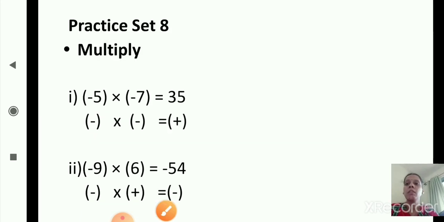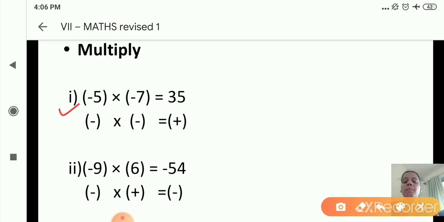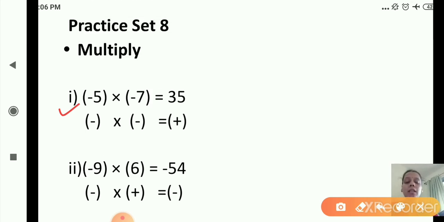Now we'll solve a few sums from practice set 8. First one, multiplication. Minus 5 multiplied by minus 7. First number is negative and the second integer is also negative. So minus minus product is positive number, right? Minus minus it becomes plus.